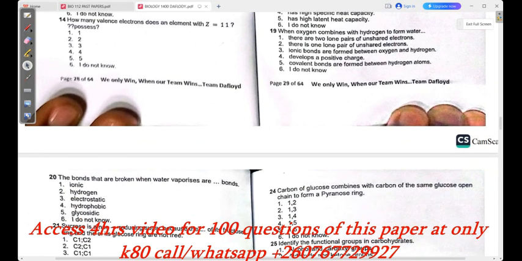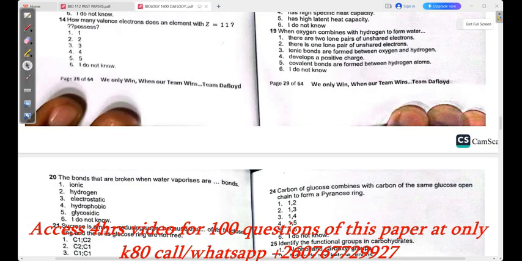Then 14. How many valence electrons does an atom with a Z of 11 possess? Here now they're asking about valence electrons, not valence number. Z is the atomic number. So this particular atom has an atomic number of 11. You are supposed to come up with the electronic configuration. That would be 2, 8. So 2 plus 8 is 10, then 1. So this will be the valence electron number, which is just going to be 1. So that's the answer there, 1.